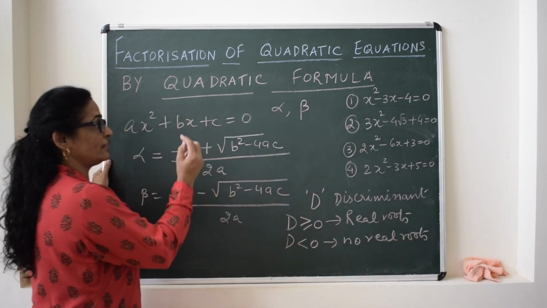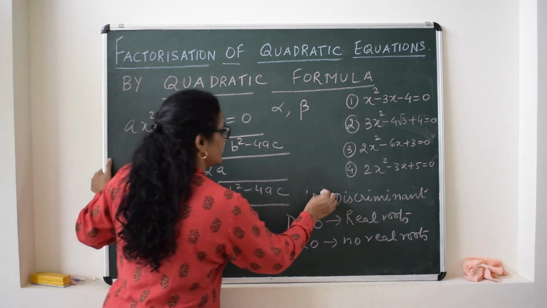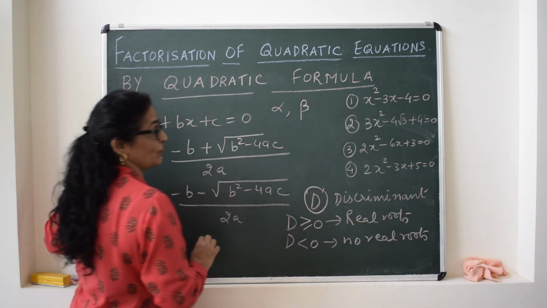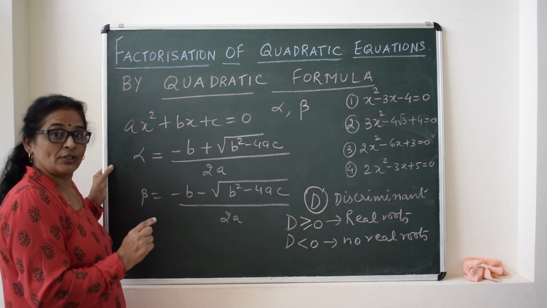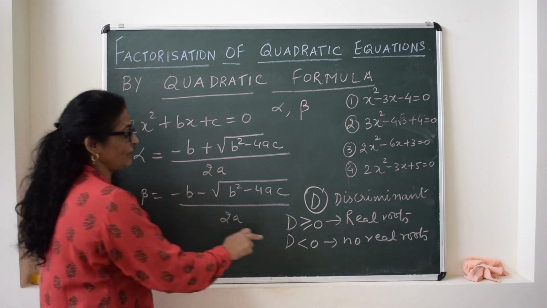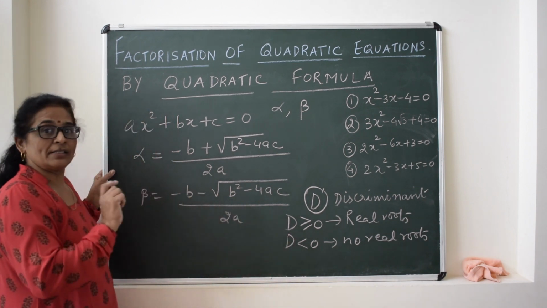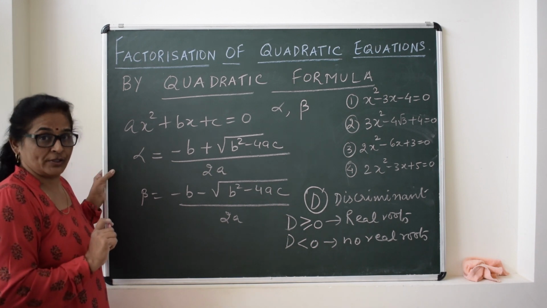So, as we get the equation, the very first thing we will check is the D of this equation, and if D is greater than or equal to 0, then we will proceed and find out the real roots. If D is less than 0, we will simply write the condition: there are no real roots.